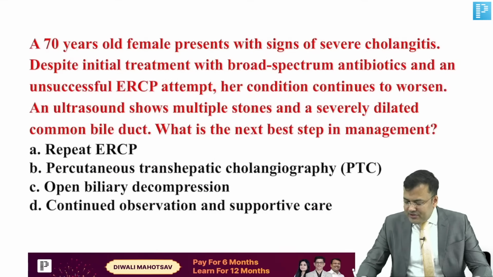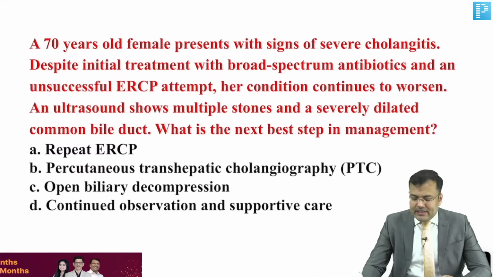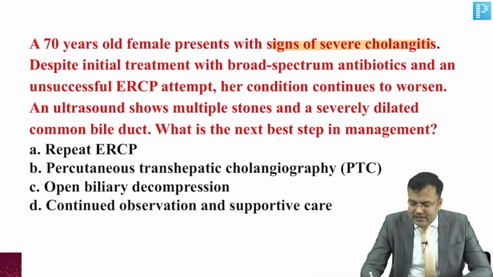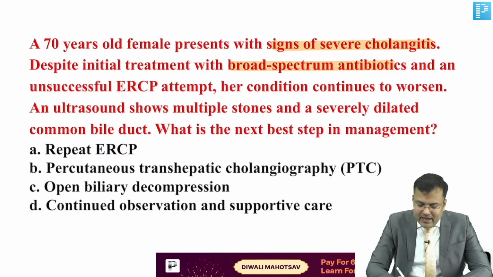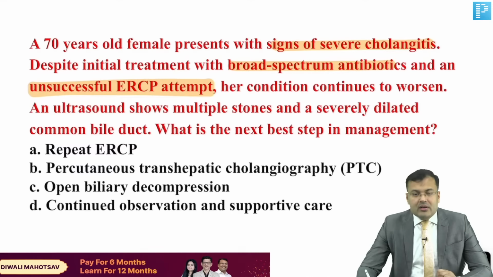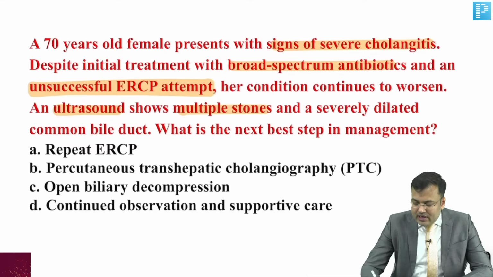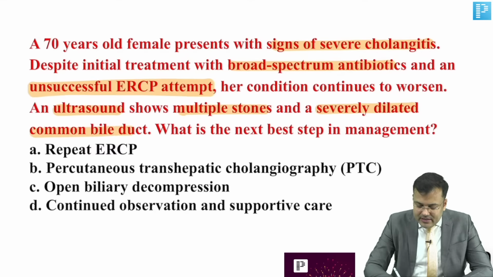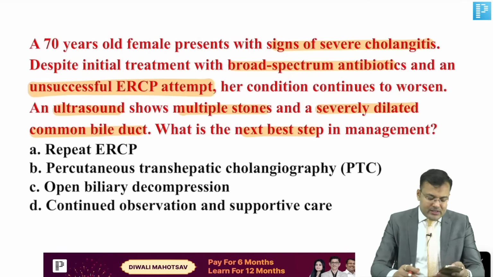Now, see the next question, very easy. 70 years old female presents with sign of severe cholangitis. Despite initial treatment with broad spectrum antibiotics and unsuccessful ERCP attempt, her condition continued to worsen. Ultrasound shows multiple stones and a severely dilated CBD. What is the next best step? I am waiting for your reply. Let me see who is the genius over here.